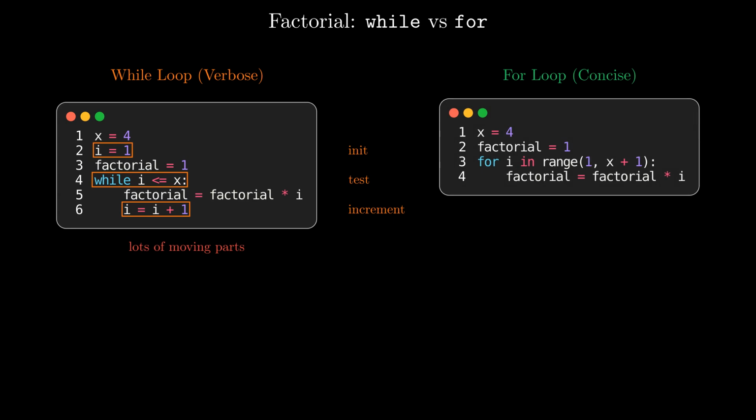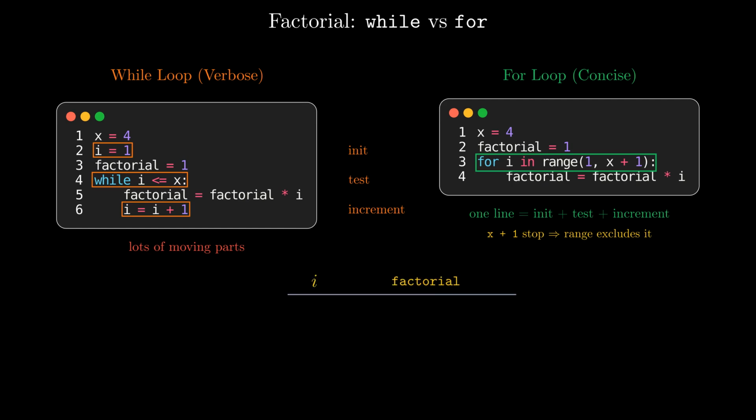We set x to 4 and factorial to 1. Then, for i in range from 1 to x plus 1. Inside the loop, factorial equals factorial times i. We use x plus 1 as the stop because range stops before its second argument. Range from 1 to 5 generates 1, 2, 3, 4, exactly 1 through x.